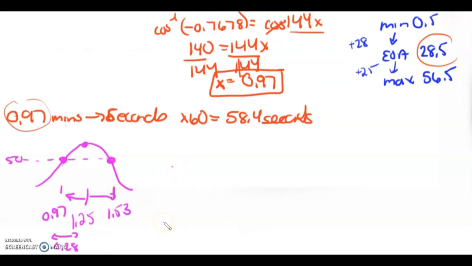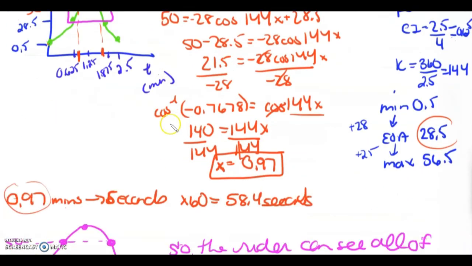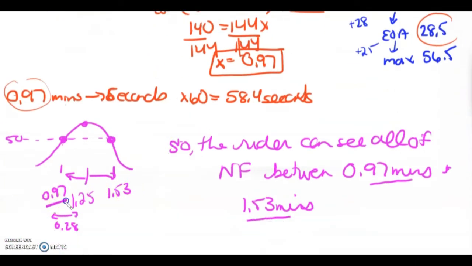So let's go back to the question. The original question says determine the time interval. So we're going from 0.97 minutes to 1.3 minutes. That's the time interval. So the rider can see all of Niagara Falls between 0.97 minutes and 1.53 minutes.